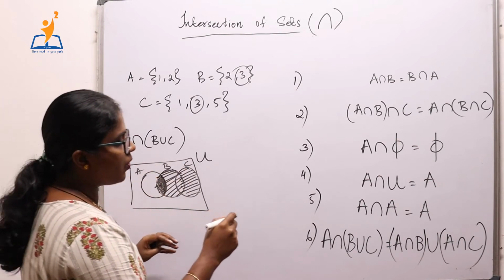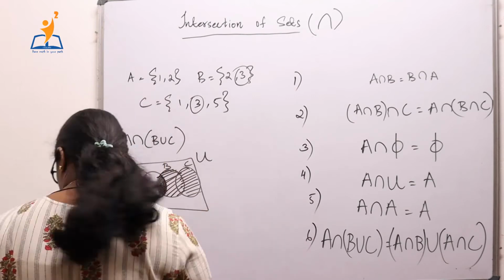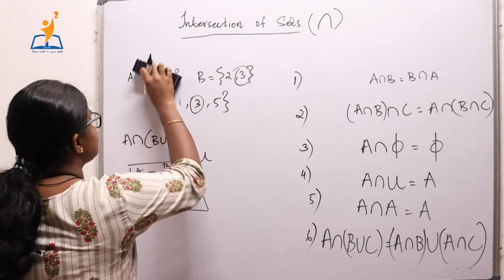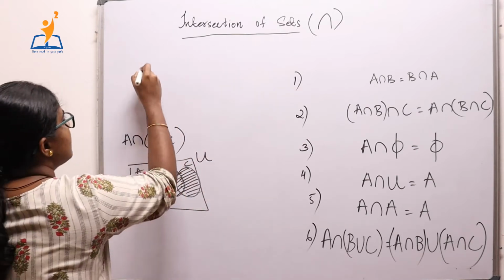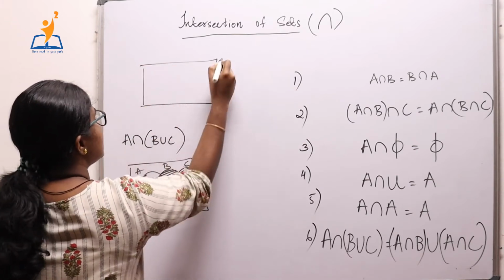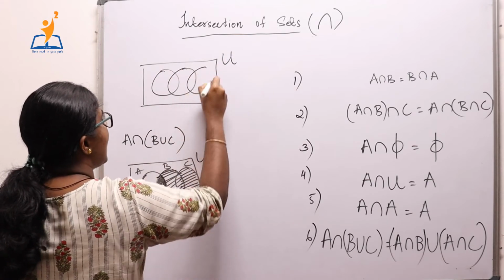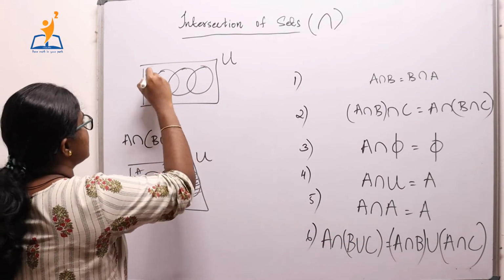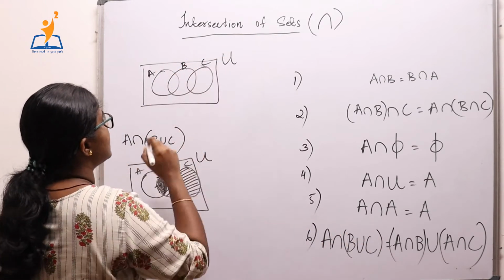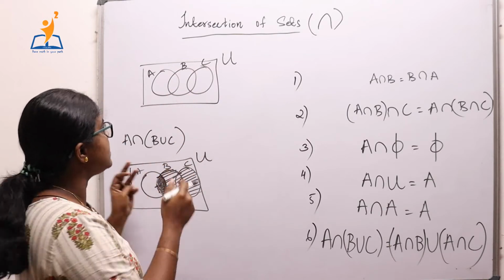So let it be there. Now we want to draw A intersection B union A intersection C. For that, let's draw another Venn diagram. We have the universal set here. Again we have A, B and C. Now we want A intersection B first. What is A intersection B? The points which are common to A and B.